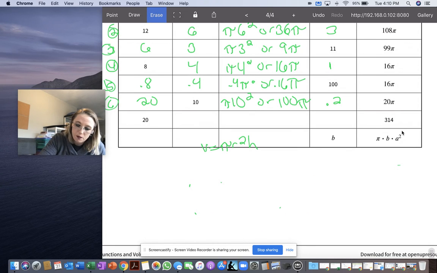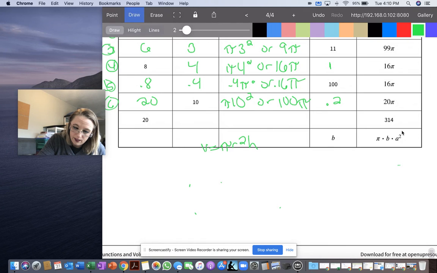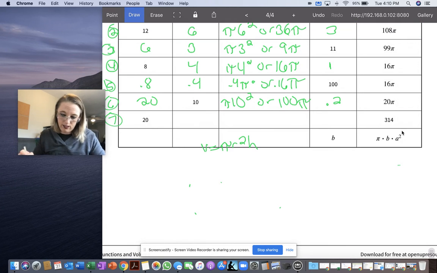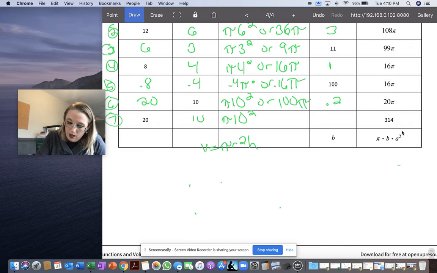Okay, number 7, getting close. Number 7, so we're given a diameter of 20, so we know that our radius is 10. Our area is the same as the last one, 10 times 10 squared, or 100 pi. We don't know our height, and we're given our volume, so we need to solve for h one more time.